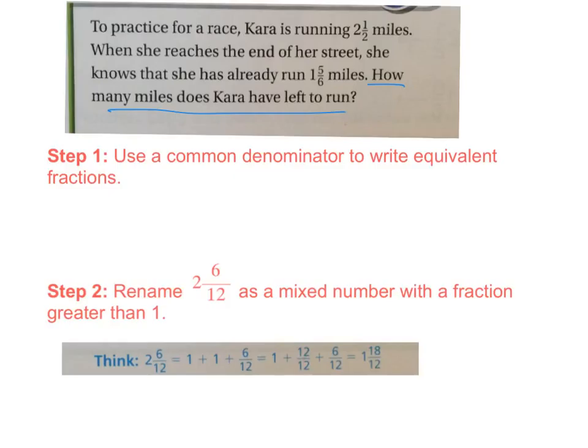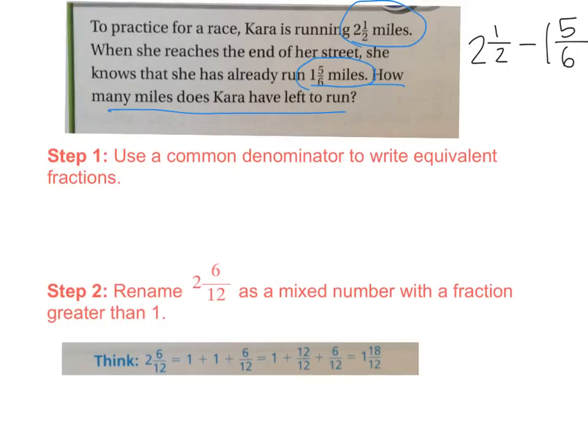Well, the important information is that altogether, she wants to run 2.5 miles. And by the time she runs to the end of the street, she's already run 1 5/6 miles. So we can figure out how much she has left to run by doing 2.5, the total amount, minus the part that she has already run. And that will tell us how much she has left to run.